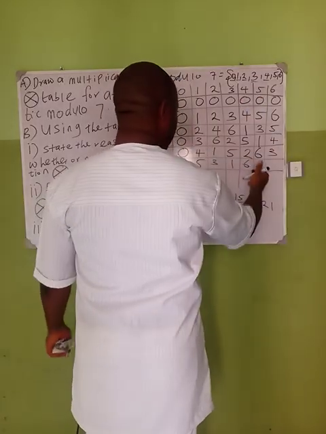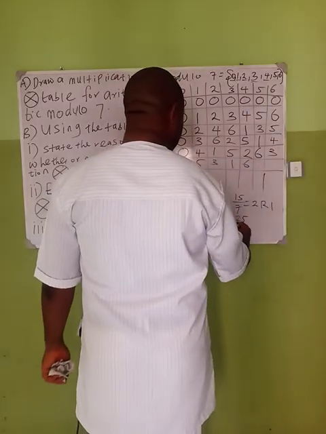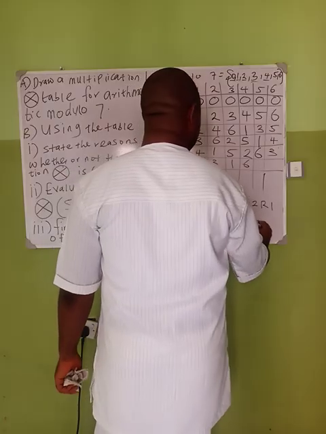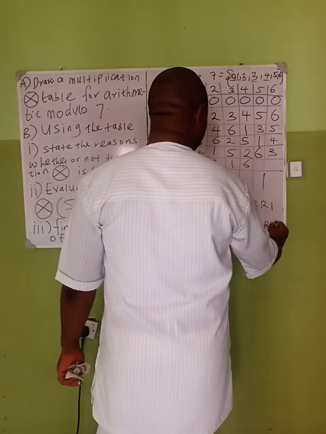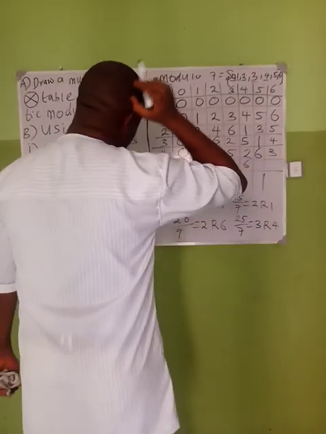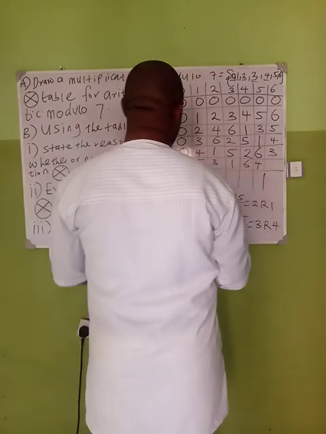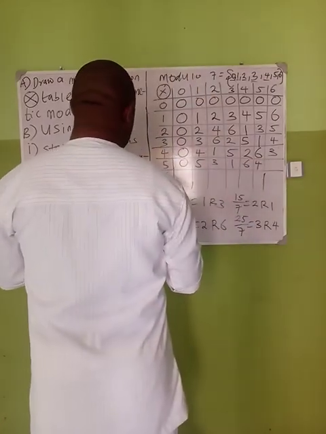5 times 5 gives us 25. 25 divided by 7 is definitely 3 remainder 4, because 21 plus 4 is 25. So I write remainder 4 here. And finally, we have 5 times 6.